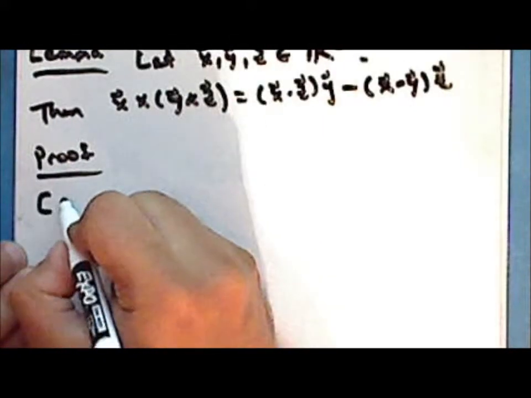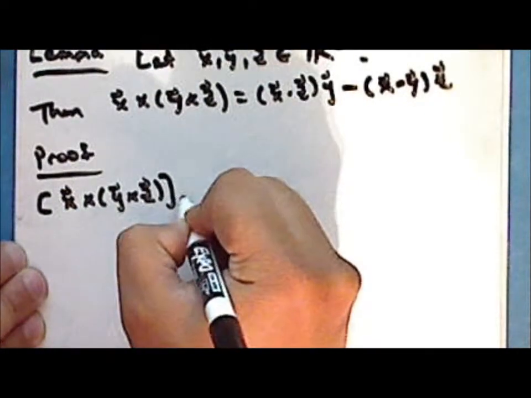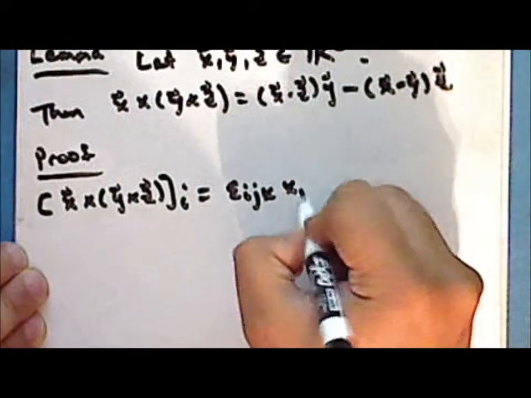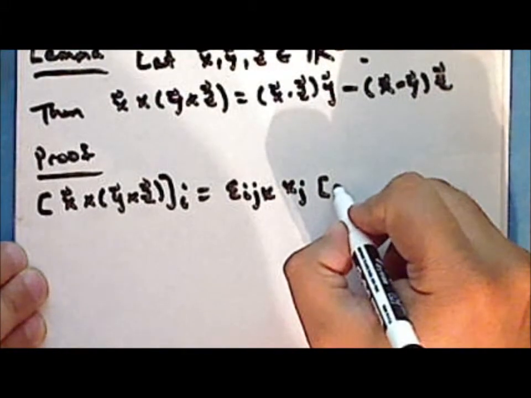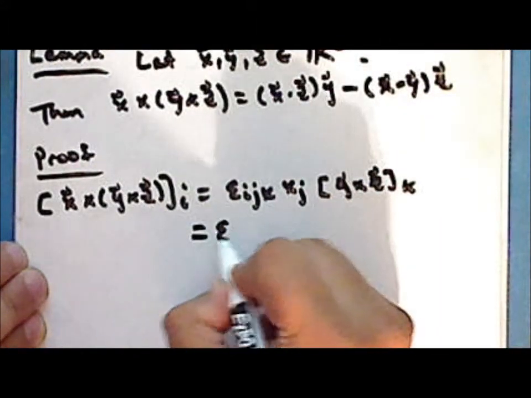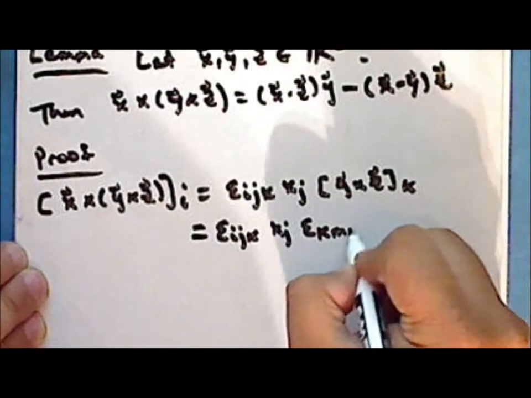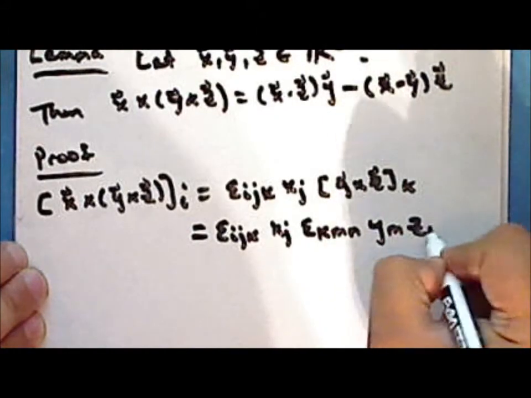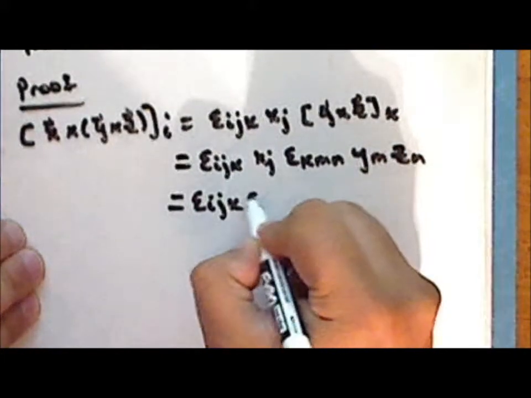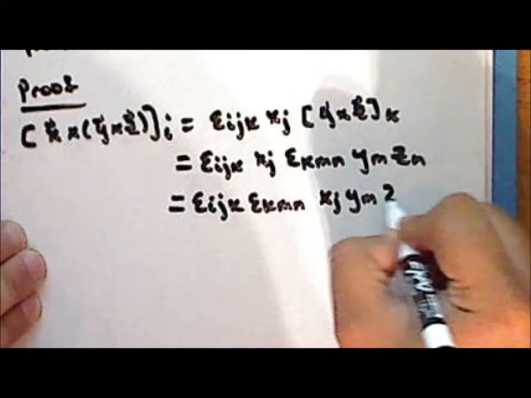The ith component of x cross the quantity y cross z is epsilon sub ijk x sub j, and the kth component of y cross z. And so this is epsilon sub ijk x sub j, epsilon sub kmn y sub m, z sub n. And so we have epsilon sub ijk times epsilon sub kmn times x sub j, y sub m, z sub n.